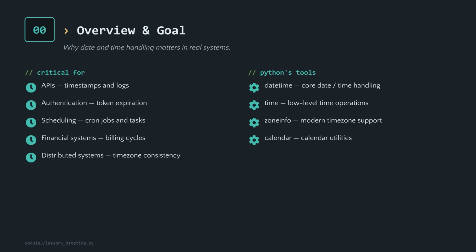Let's set the stage for why this matters. On the left, all the places you'll need it: timestamps and logs and APIs, token expiration and authentication, cron jobs and scheduling, billing cycles and finance, and keeping time zones consistent across distributed systems. On the right, the tools Python gives you: datetime for the core work, time for low-level operations, zoneinfo for modern time zone support, and calendar for calendar utilities.